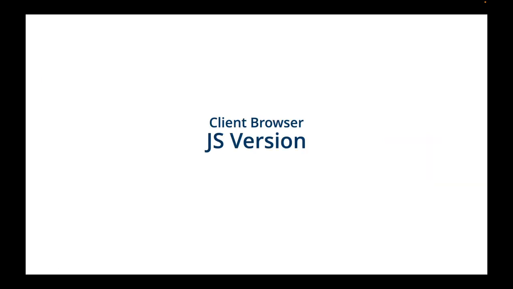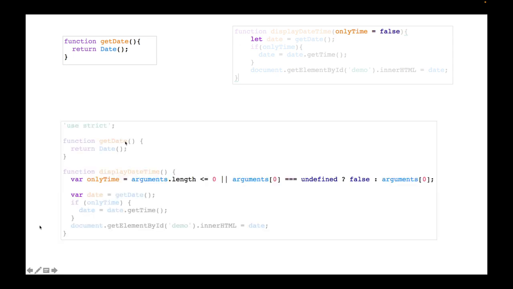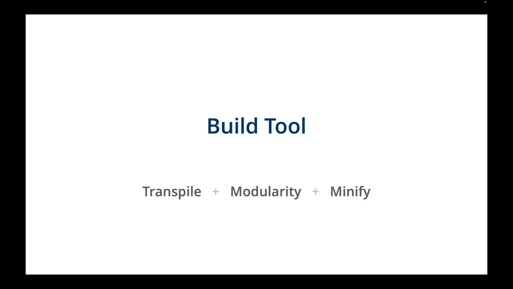So we need backward compatibility. When we write code, we need a tool to convert it to be backward compatible. Here is the latest version, and this is the one which is not supported in older versions. One is default argument values and another is let. This is how they get converted, and this process is called transpiling.